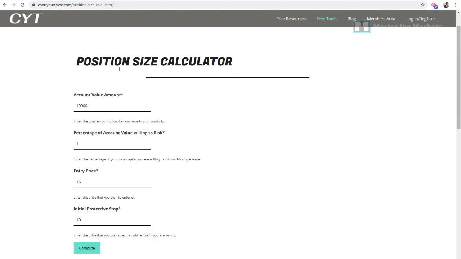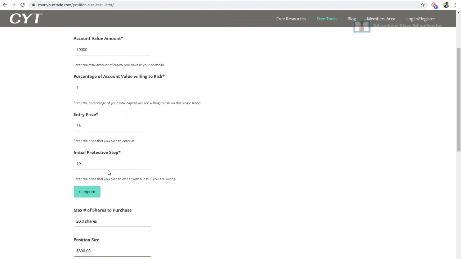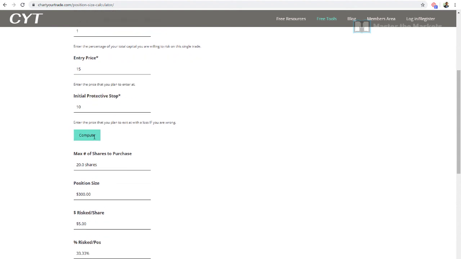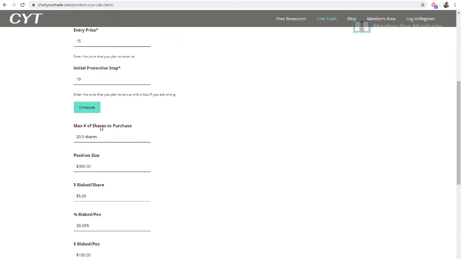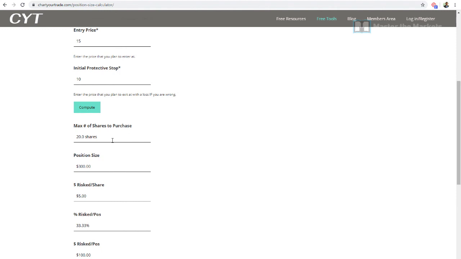You can use the position size calculator, you can Google, you can use whichever one that you want and find out the entry price and your protective stop price, and then after that in this example I've used $15 and $10, and therefore you can see it's a $5 risk you're taking for that. At 1% of 10,000 pounds, that'd be $100 you'll be risking, so you can buy 20 shares. So 20 shares times $5 risk per share will give you $100.